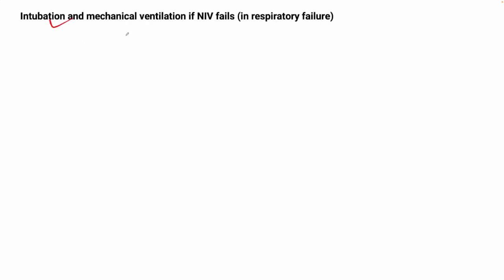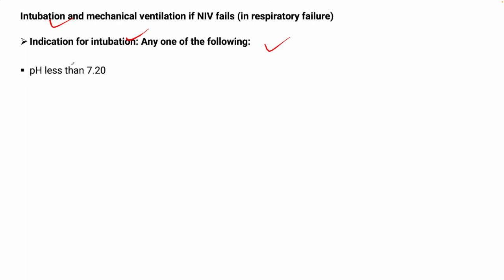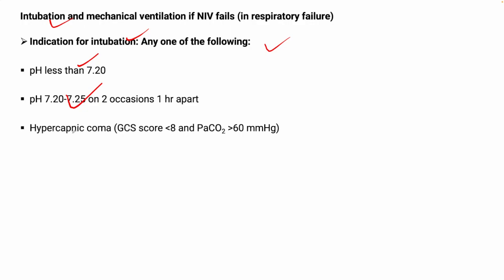Now intubation or mechanical ventilation, if NIV fails in respiratory failure. Now what are the indications for intubation? First is pH less than 7.20 on 2 occasions an hour apart, or hypercapnic coma where the GCS score is less than 8 or PaCO2 level is greater than 60 mm of Hg. These are the indications where you should intubate the patient, or PO2 level is less than 45 mm of Hg, or cardiopulmonary arrest.